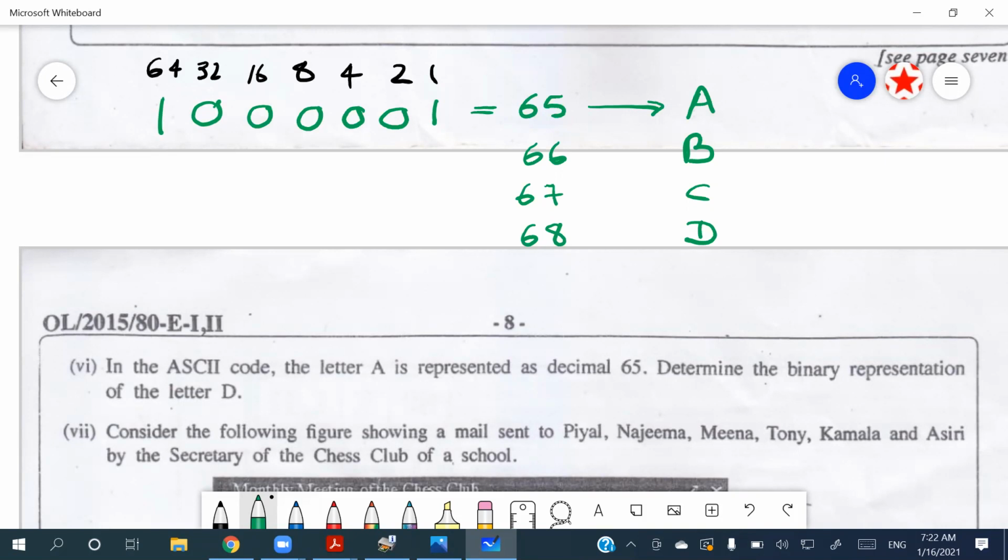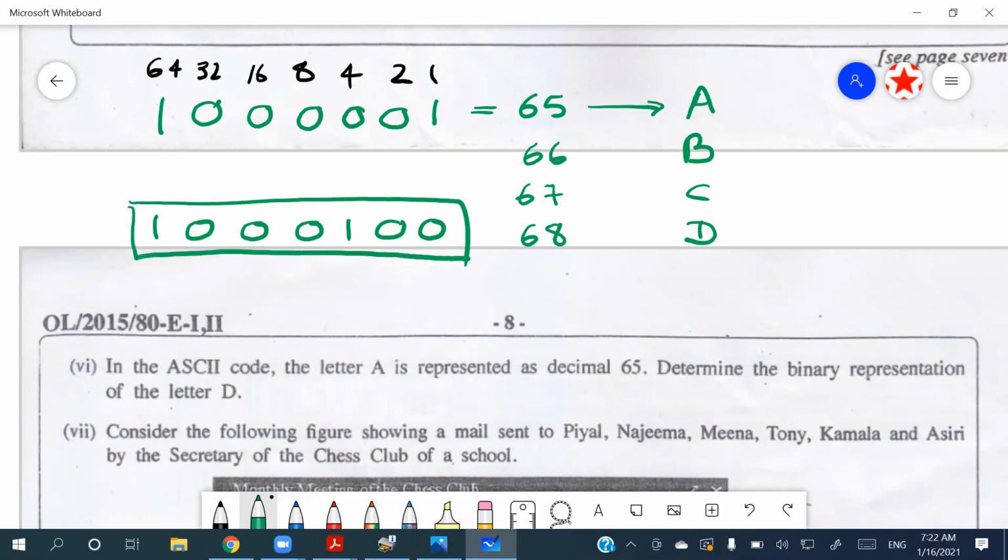So how are we going to make the 68? 64 is going to have a 1, and you need a 4. So 68 is created. All other places are going to be zeros, right? So this is the answer for the representation of D in ASCII.